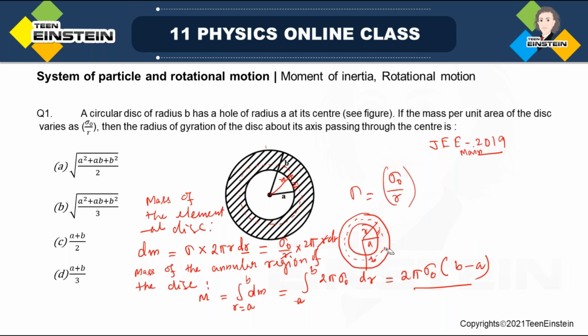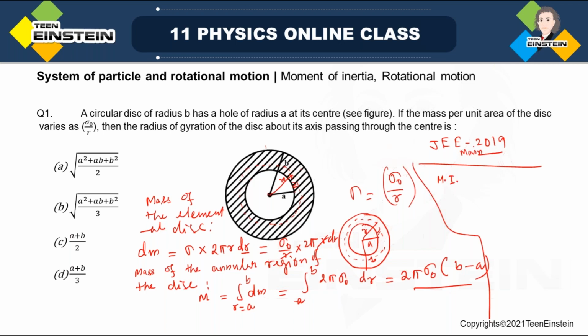So what we have got is the mass of the annular region, for which I have to find the moment of inertia. I have shown you the calculation here: how to calculate the mass of this annular region between radii a and b of the disk. Because of having less space, I'll use this space to calculate the moment of inertia of the annular disk about its axis.